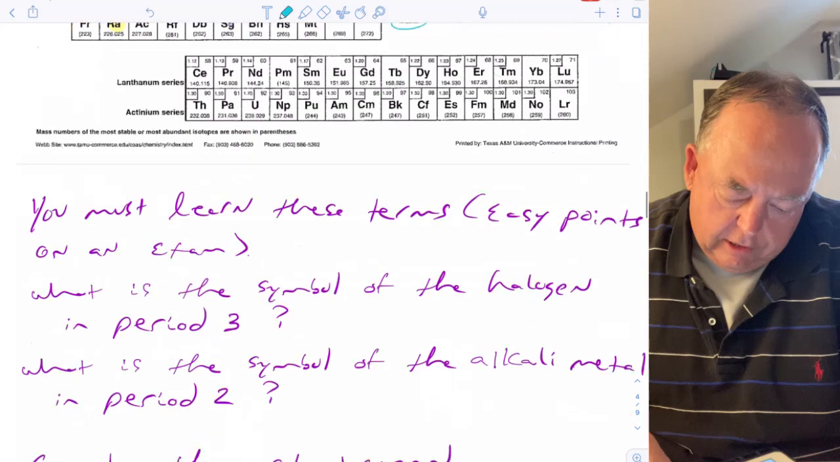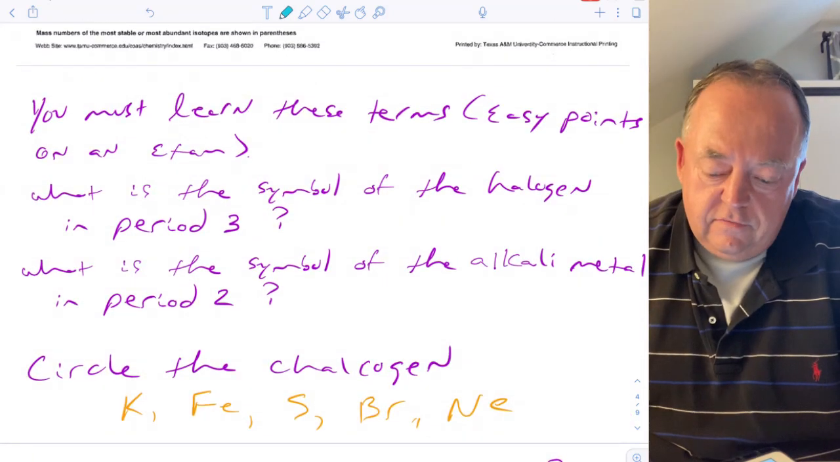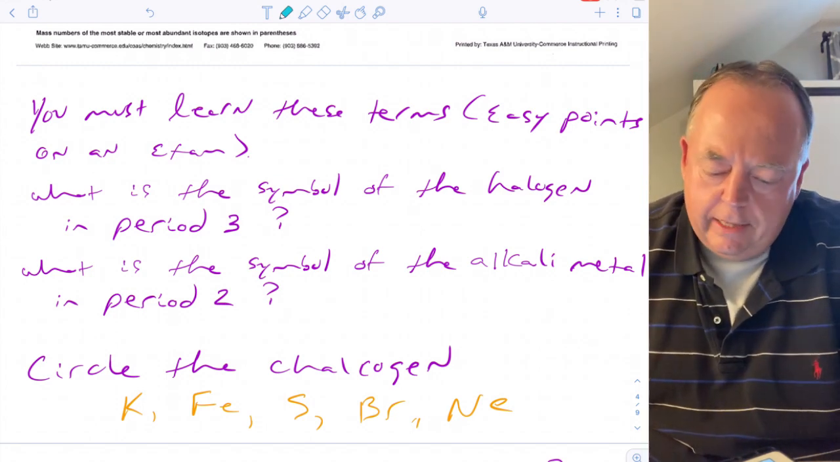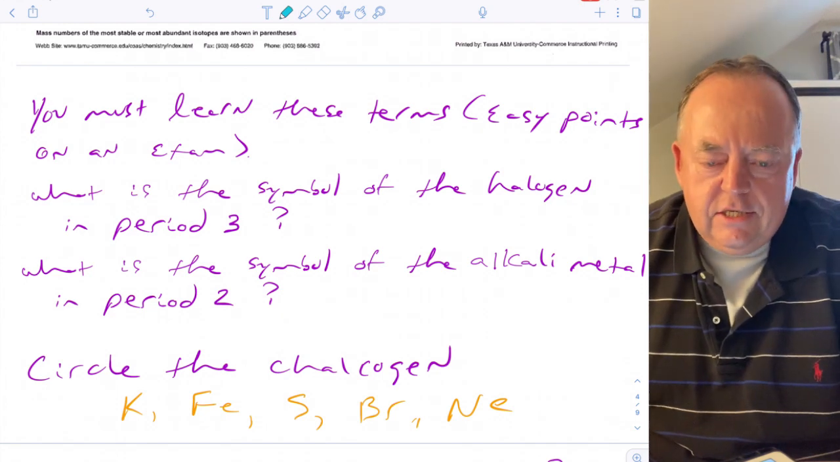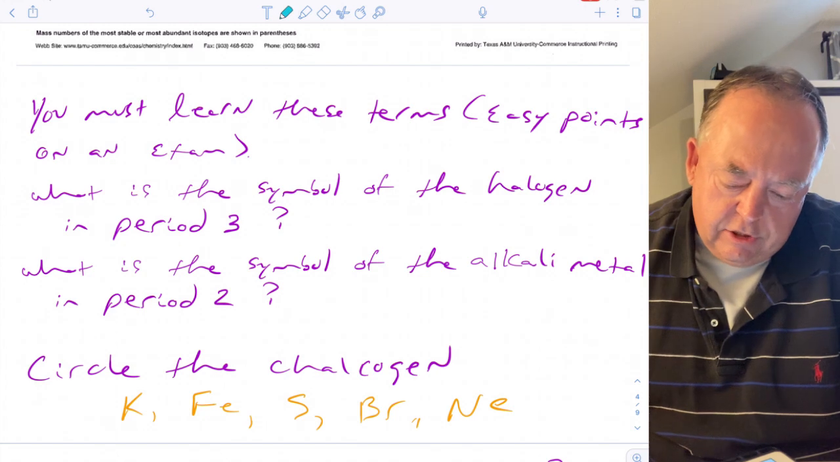Okay, so that's some of the basic terminology that you need to know, and so this is the easy part of chemistry, just pure memorization. So you either choose to invest a little bit of time to memorize what a halogen is, or you don't. And if you don't, then you're just guessing on a test.